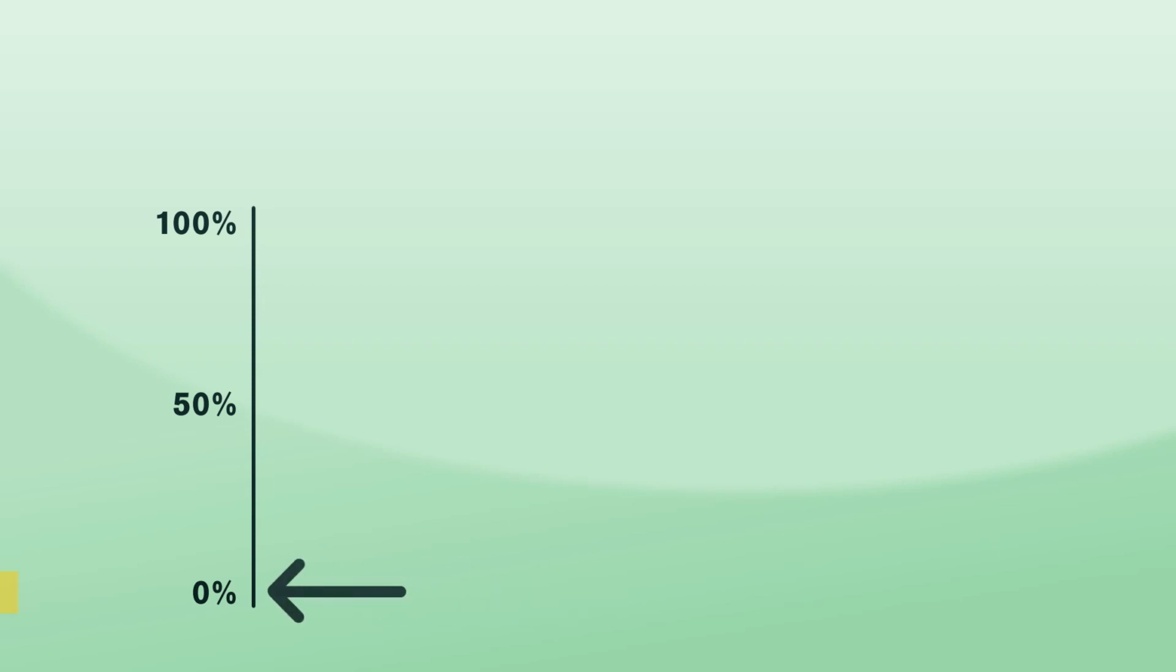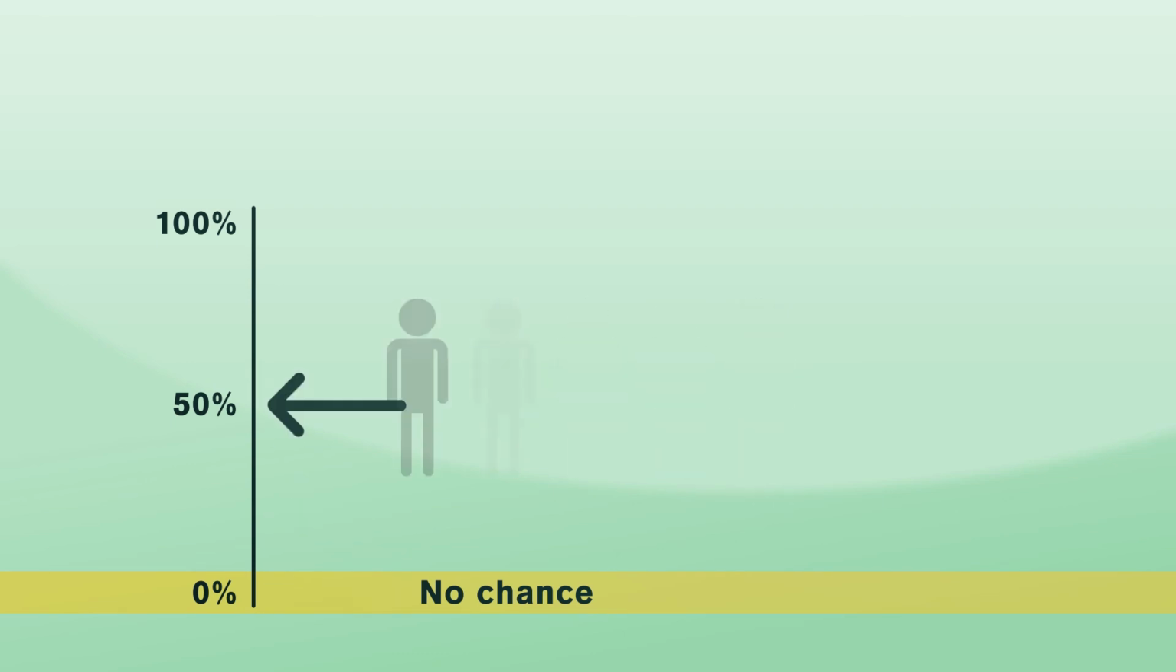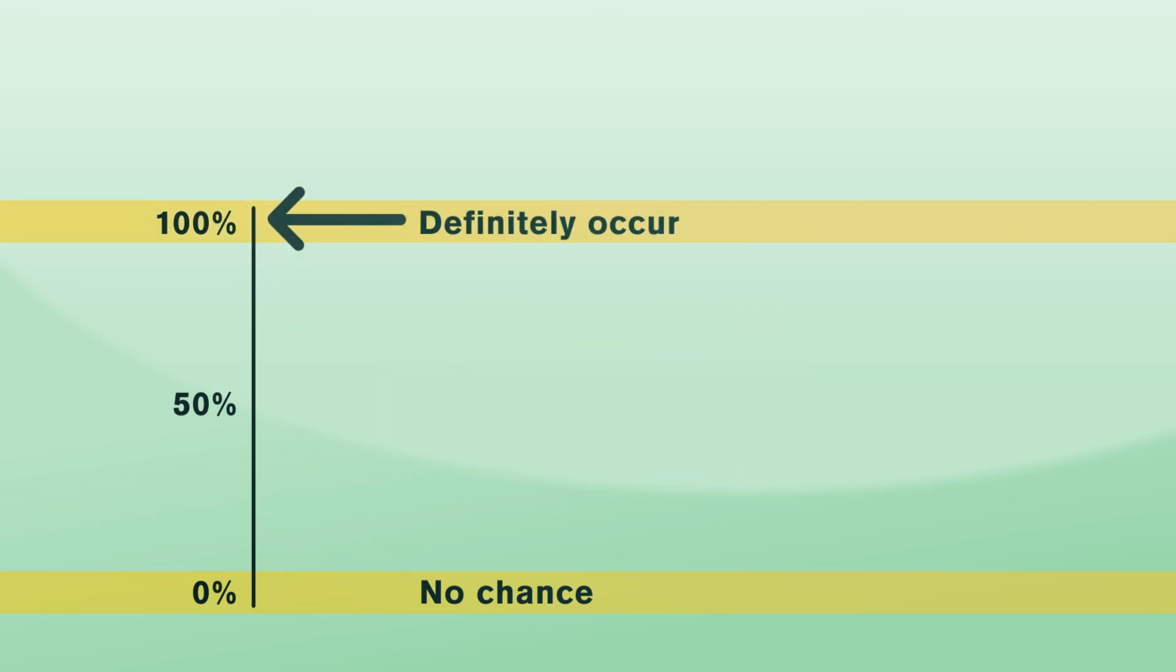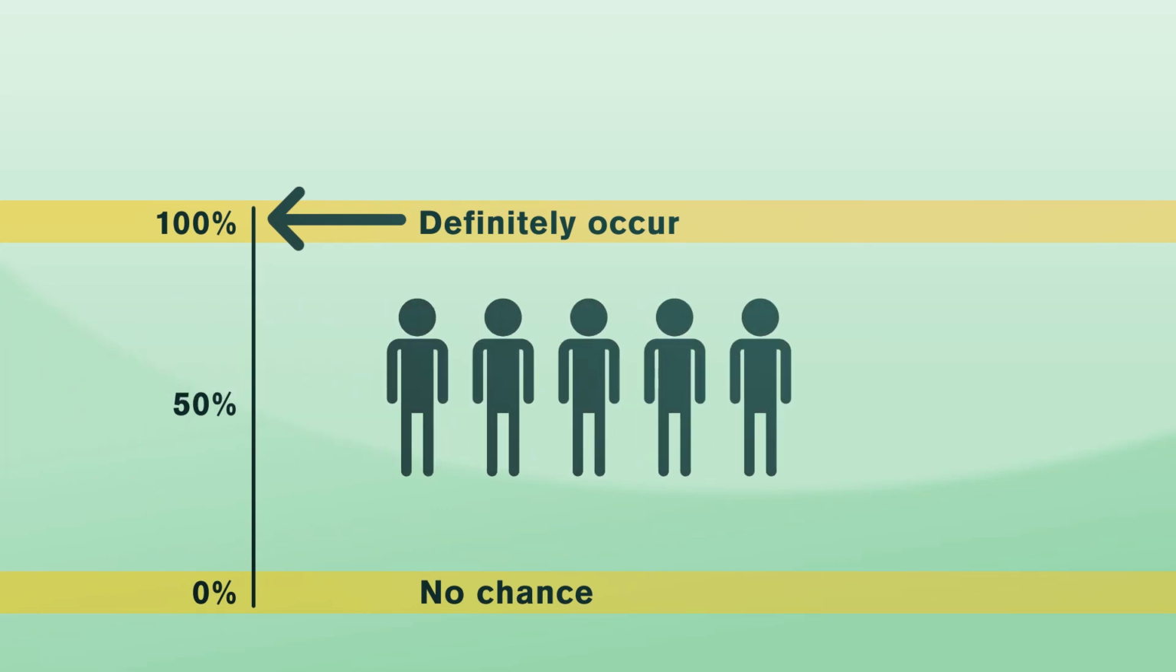Probability may range from 0 to 1 or 0% to 100%. An event has 0% probability if there's no chance of it occurring. For example, the chance of picking a female from a group of 5 males. An event has 100% probability of occurring if it will definitely occur. For example, the chance of picking a male from a group of 5 males.